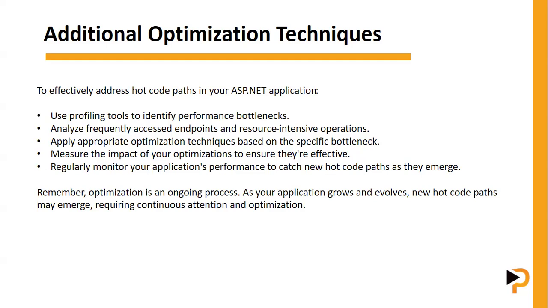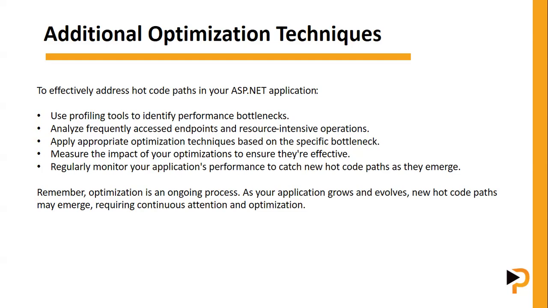By applying appropriate optimization techniques based on a specific bottleneck, measure the impact of your optimization to ensure they effectively work. Regularly monitor your application's performance to catch new hot code paths as they emerge. So, in short, you have to analyze, review your code, review the performance of your code on a particular periodic basis to understand the hot code paths and to recognize them and to manage them optimally.